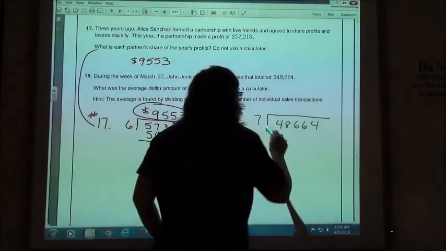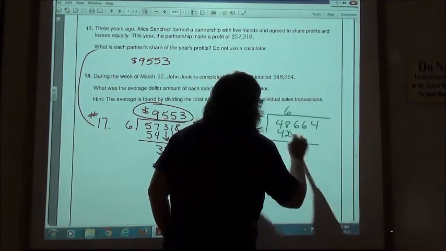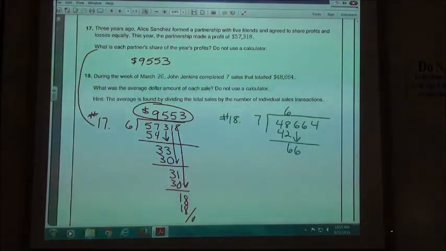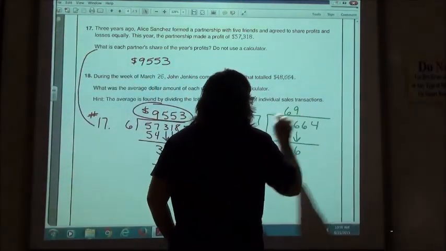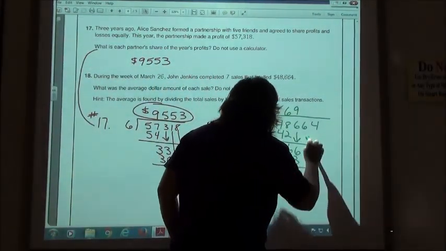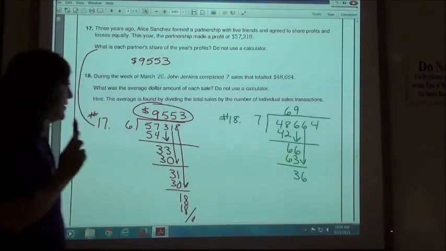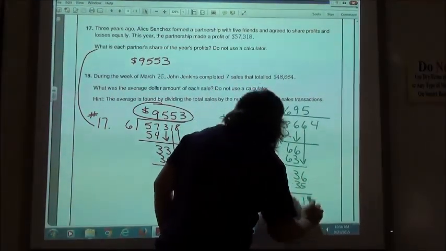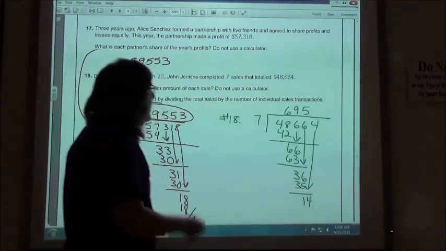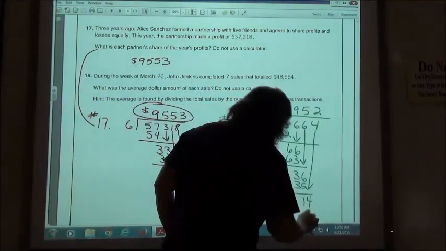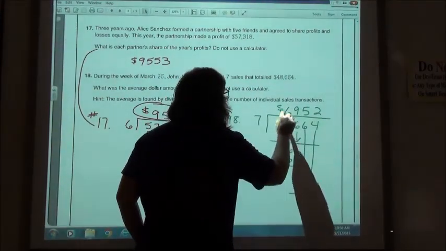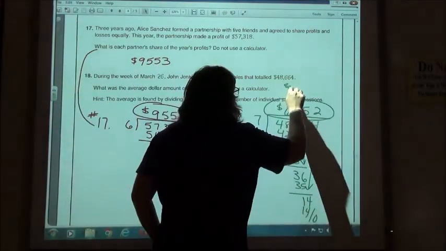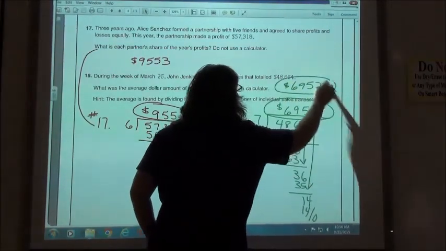7 goes into 48. 7 times 6 is 42. So we have a 6 and bring down our 6. 7 into 66, well 7 times 9 is 63, so we have a 3 and bring down our 6. 7 dividing into 36, 7 times 5 is 35, so we have a 1, we bring down our 4, and then 7 goes into 14, 2 times 7 is 14, we got a 0 for our remainder, so the average dollar amount of each sale was $6,952.